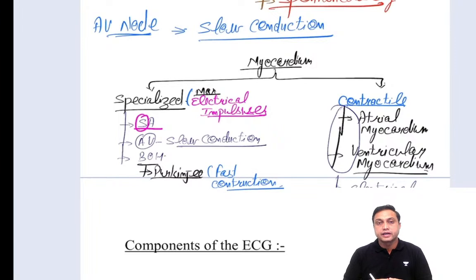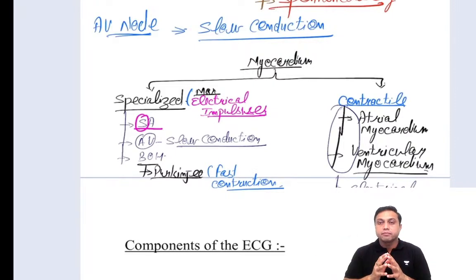And then we have segregated the myocardium into two parts: one was specialized myocardium and one was contractile myocardium. Specialized myocardium means the part of the myocardium which has the maximum electrical impulses, like the SA node, AV node, bundle of His, and Purkinje fibers. Among all of them, the SA node has the maximum potential to produce spontaneous impulses. The AV node has slow conduction, and afterwards the Purkinje fibers have fast conduction so that the ventricles can contract at the same given time, right?